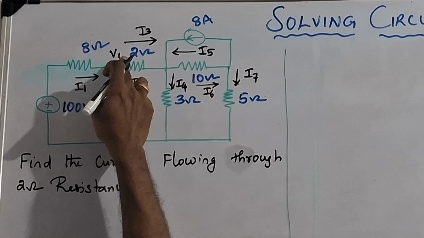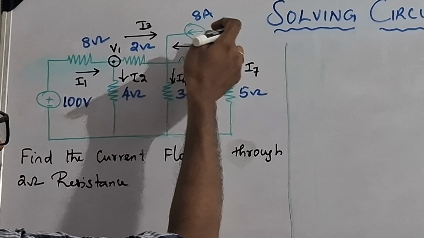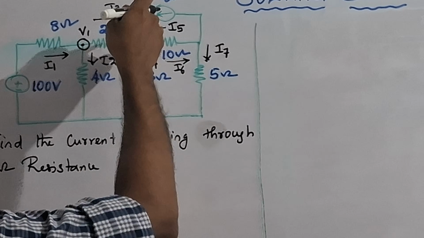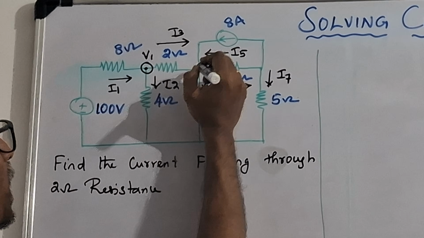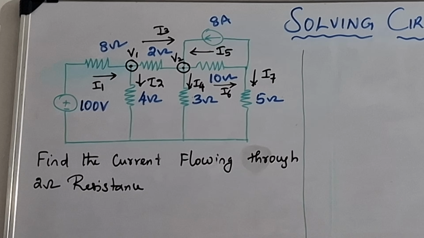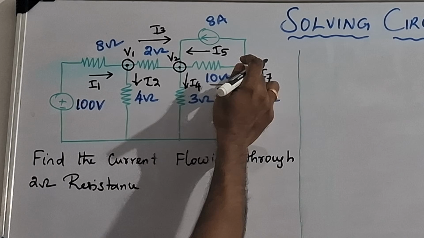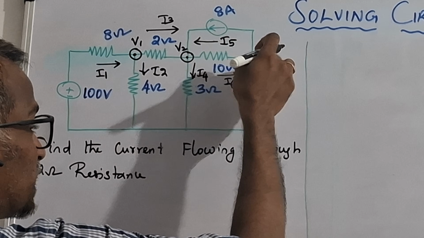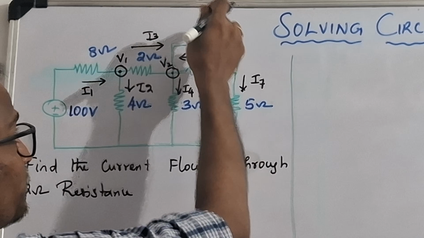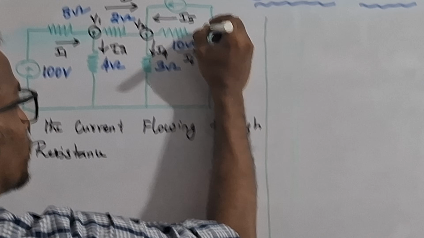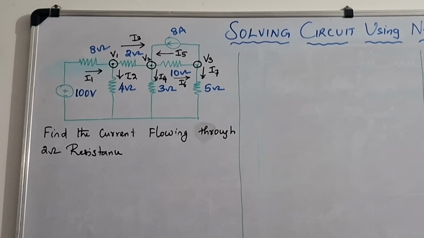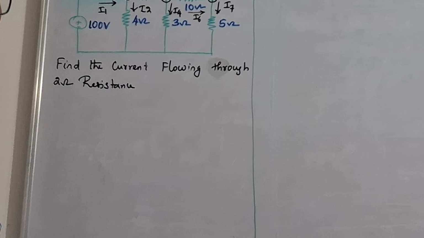Similarly this I3 current is coming here and I5 is coming, and I4 is deviated from this point. So I am going to take this as another node that is called V2. Then here I6 is coming, and it is going down as I7 and I5. I5 is also 8 ohms. So we are going to take this node as V3.